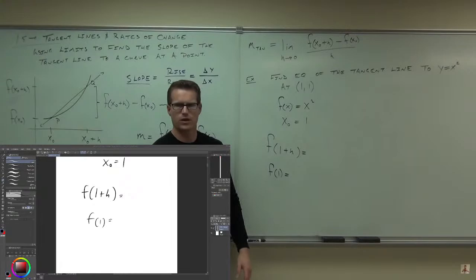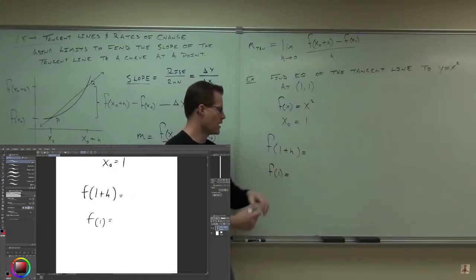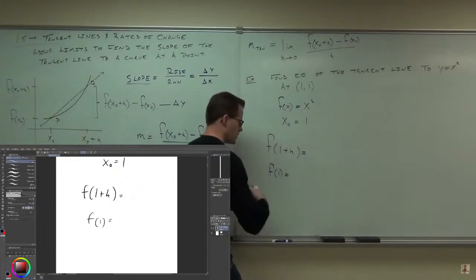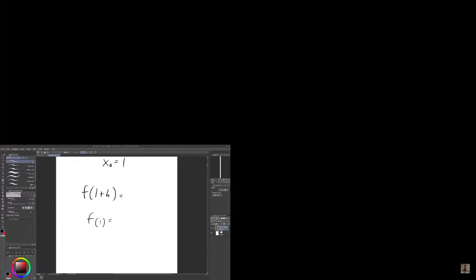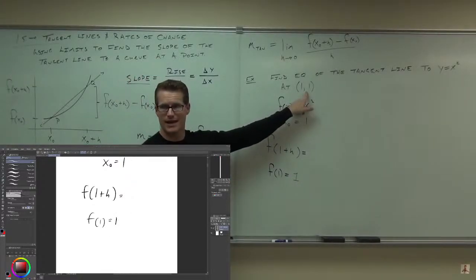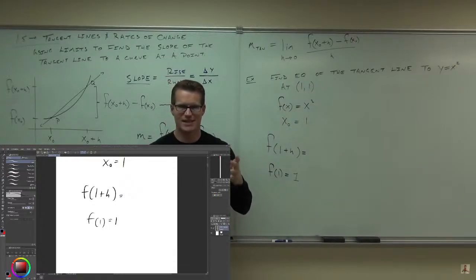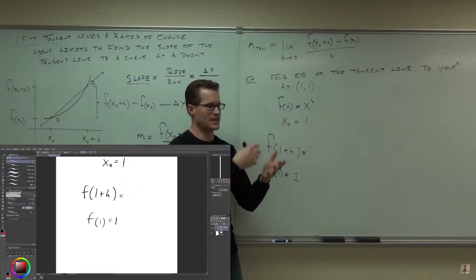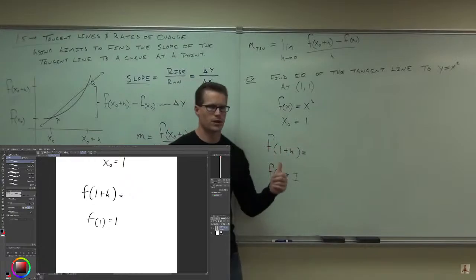Plug in 1. Yeah, plug in 1. Where are we going to plug in 1? How much is that going to give you? 1 squared is 1. Sure. In fact, it should give it to you right here, right? Because that is the output. If it gives you the whole point, that's even easier. If it says at x equals a number, well then yes, you actually have to plug it in on your own. Now, how about f of 1 plus h?